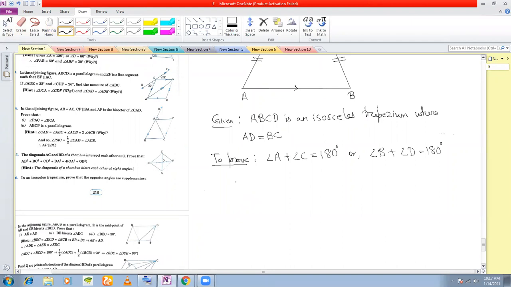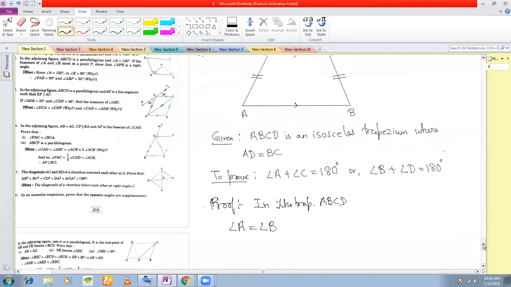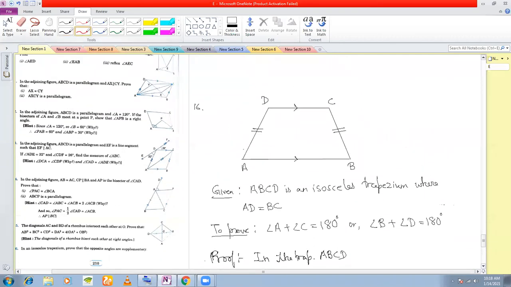Okay. So let us proceed with the proof. How to prove? Here, let me write the proof. In the trapezium ABCD, angle A must be equal to angle B. These two angles are equal because you know that the base angles of an isosceles trapezium are equal. So these two angles have to be equal.